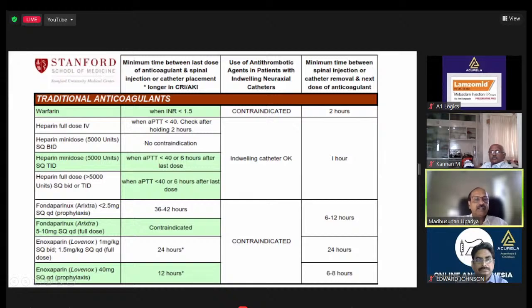Look at the traditional anticoagulants first. Start with warfarin. You cannot try regional anesthesia or a catheter placement unless the patient's INR is less than 1.5. For patients with indwelling neuraxial catheters, it is contraindicated. And when can you inject the local anesthetic, after the catheter is removed or the procedure? That's about 2 hours. Okay.